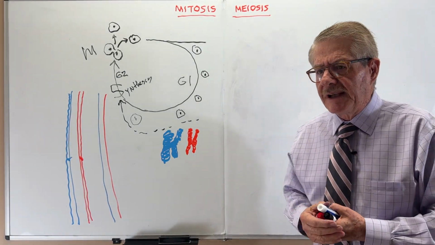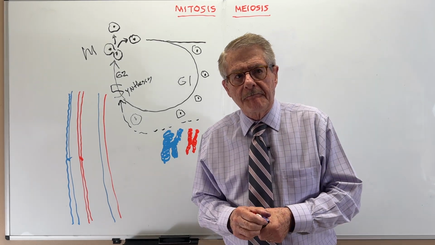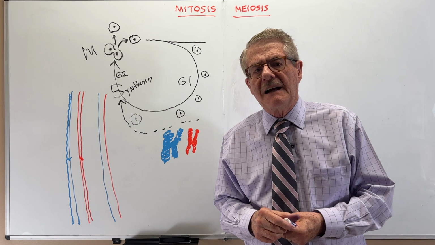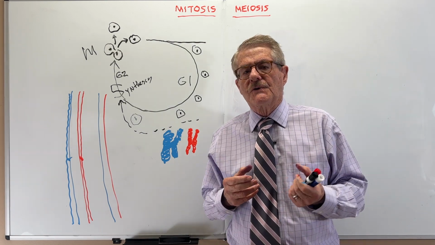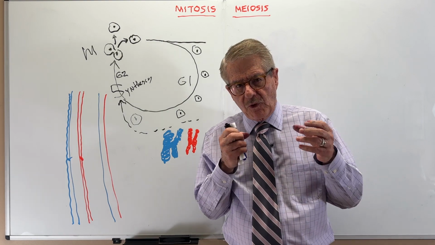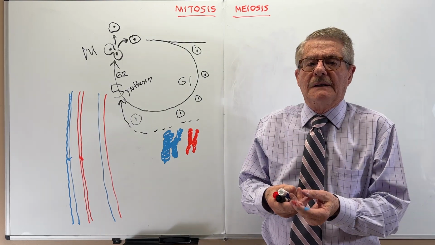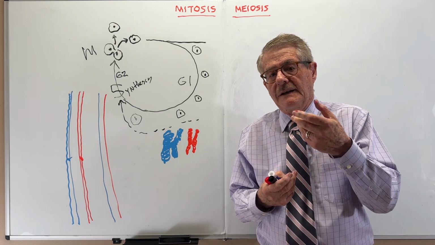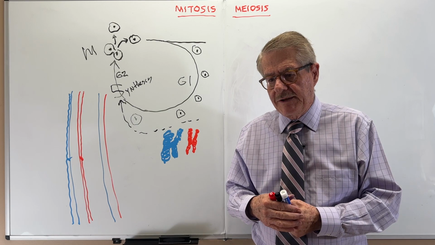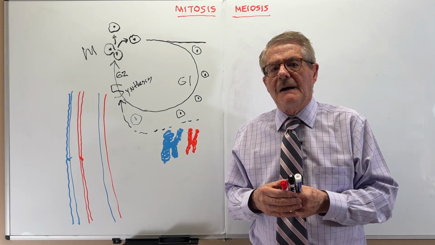Now, meiosis is an interesting situation. We have to produce cells that have half the amount of chromosomes in order for that cell to join another cell from another person and form a different organism. So in other words, we need to divide to get cells with half the amount.